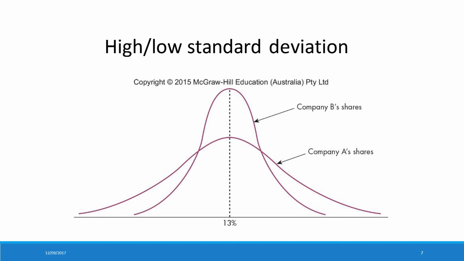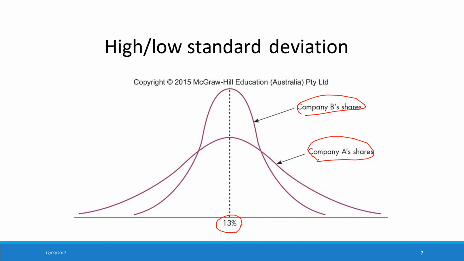We then look at another example of the normal distribution. Suppose that we have two companies, company B and company A, and using either historical data or probabilities, we plot the distribution of the returns for these two companies, right? For company B, we see that it's a little bit higher, whereas for company A, the returns tend to be a little bit more dispersed, right? They both have the same expected level of return, which is 13%.